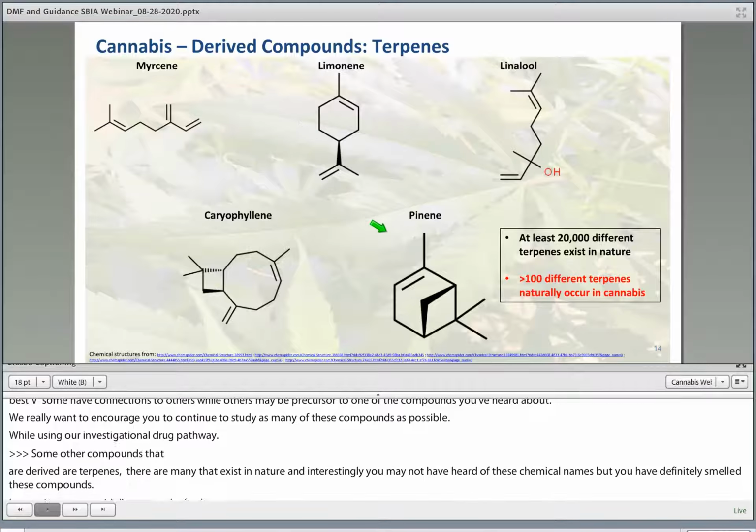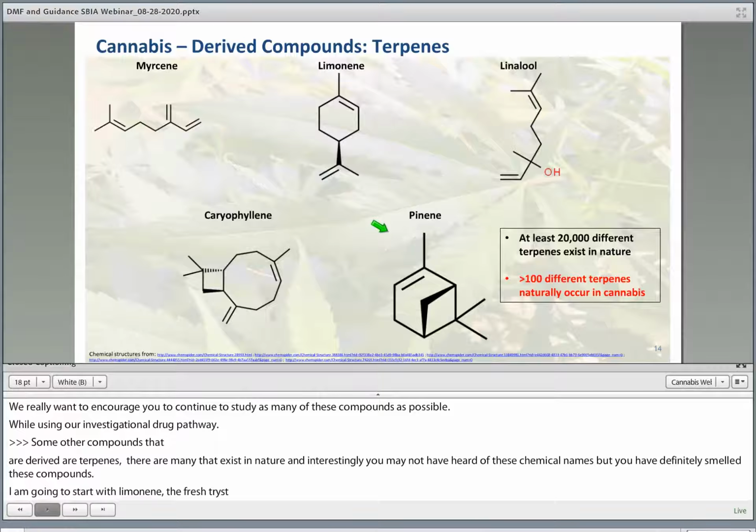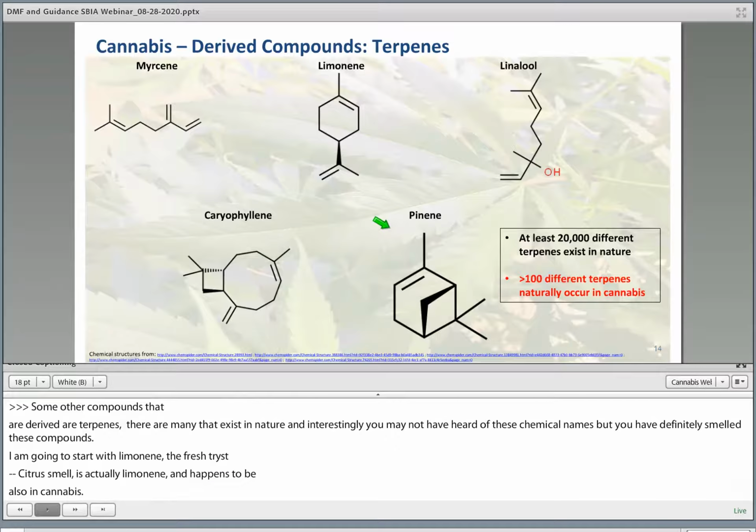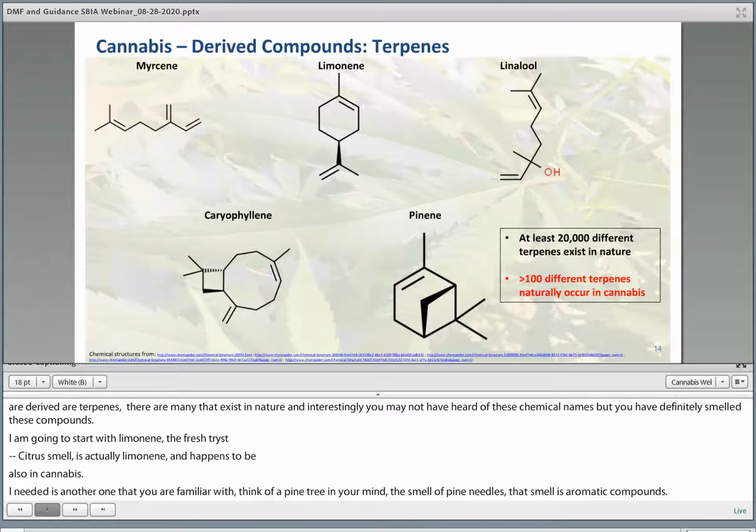Pining is another one you're definitely familiar with. Think of a pine tree in your mind, the smell of pine needles. That smell is actually these aromatic compounds. And so there's over 100 different terpenes that naturally occur in cannabis. And these are the 5 most common: myrcene, limonene, linalool, caryophyllene, and pinene.